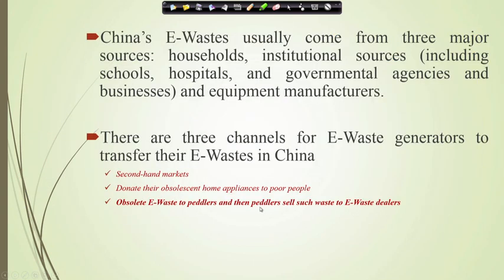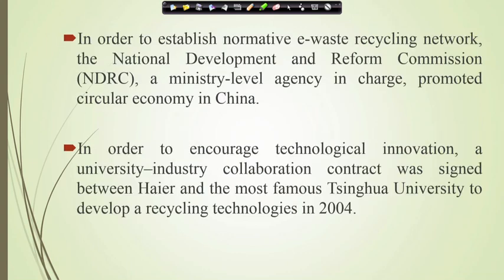China's e-waste usually came from 3 major sources: household, institutional such as schools and hospitals, and government equipment. There are 3 channels: the second hand market, donating home appliances to poor people, and selling obsolete e-waste to peddlers, and then peddlers sell it to e-waste dealers.